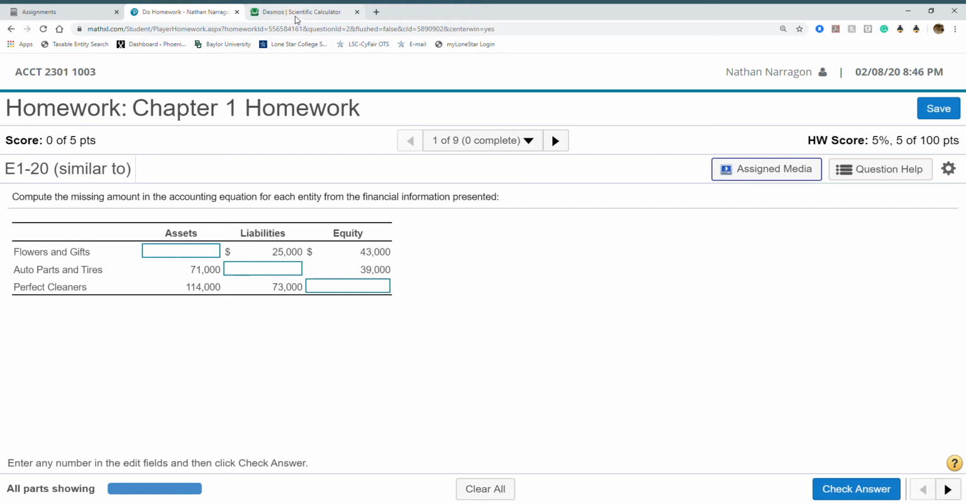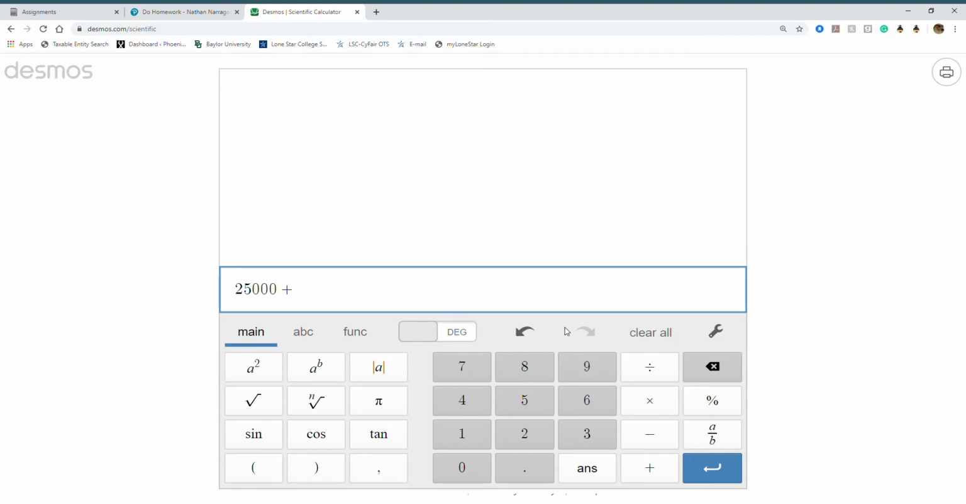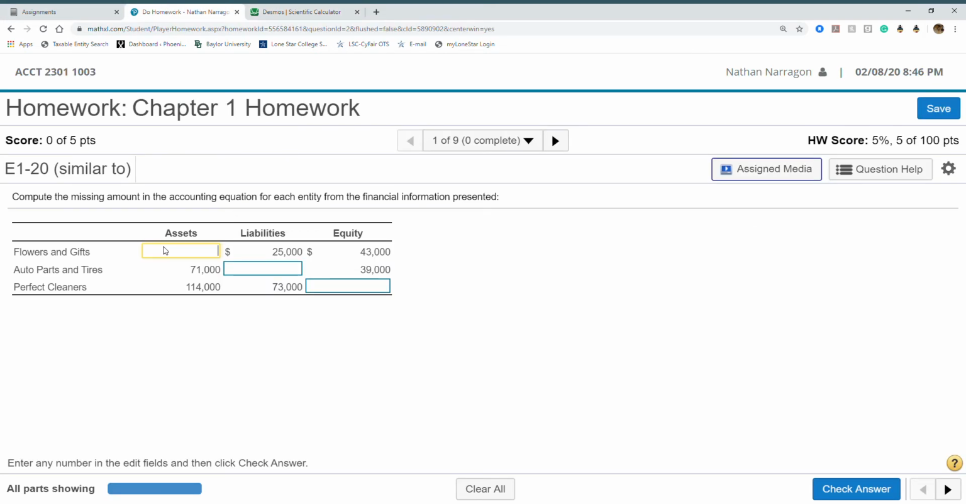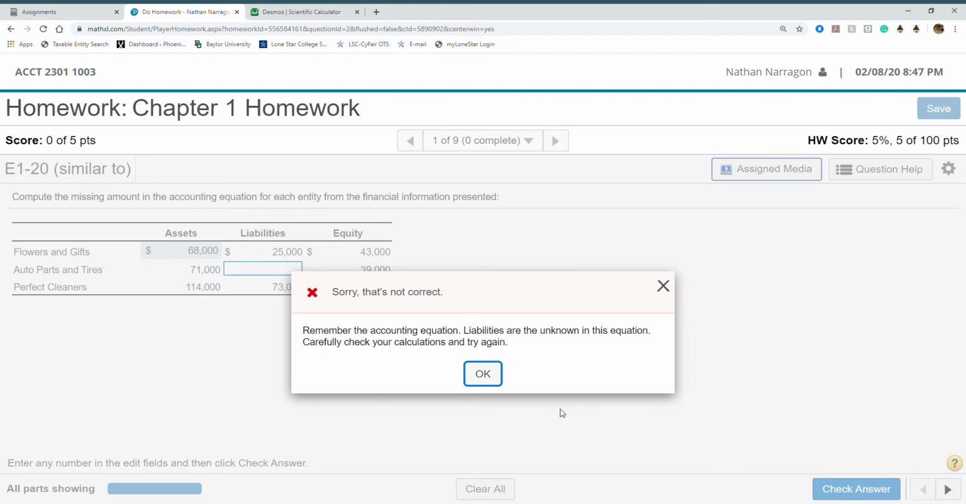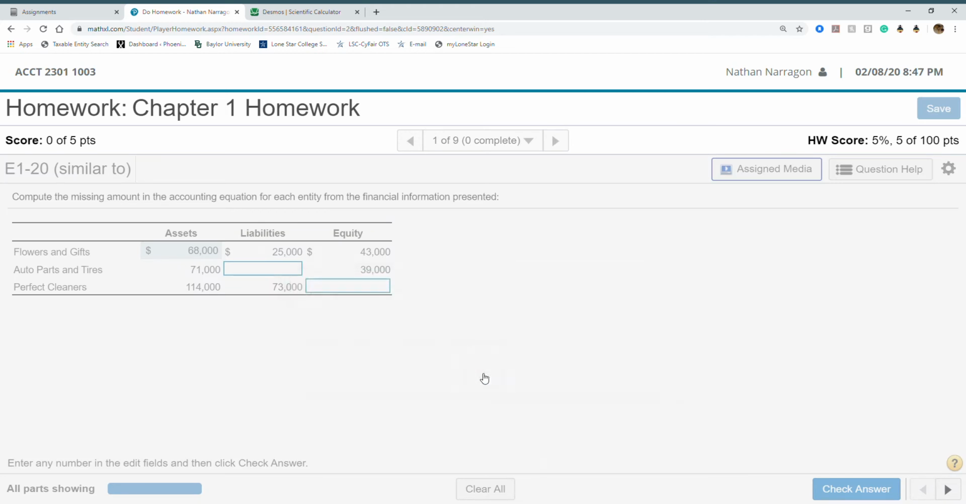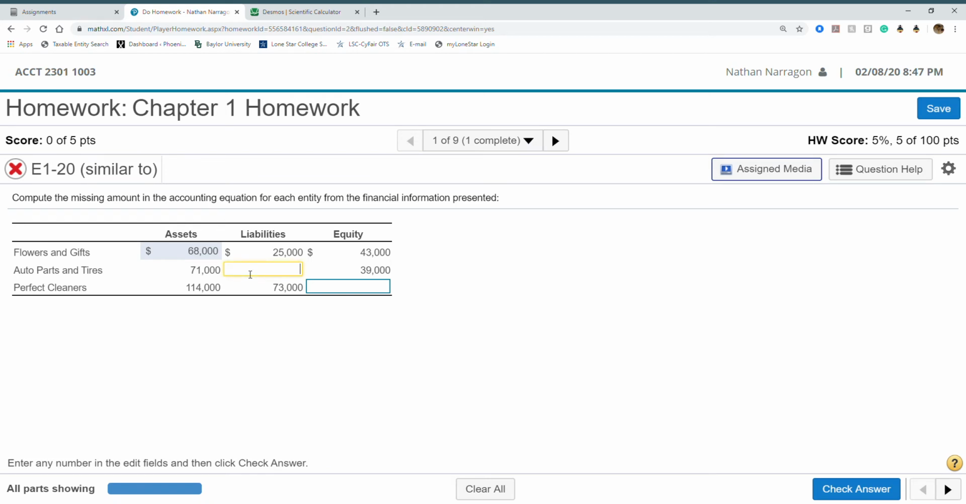So first one is 25,000 plus 43,000. So we end up with 68,000 in assets. Now you're going to see me, since this is the first homework, trying things out to see how they work as we move forward. Apparently I have to put all the numbers in for them to check the answer. So now all I have to do is the remaining. See, check my answer does help you out.